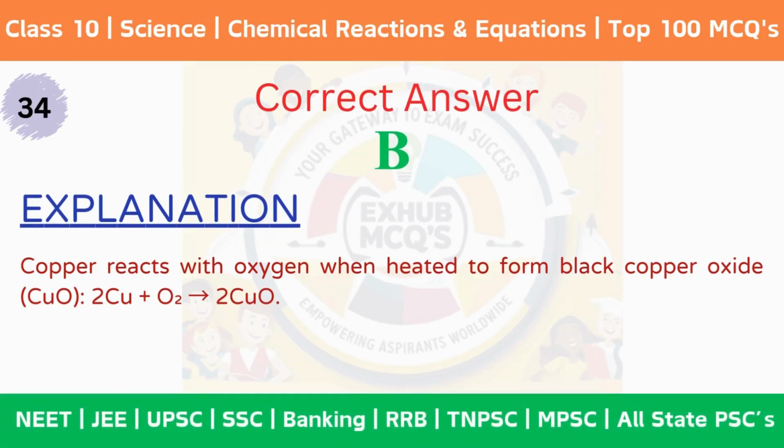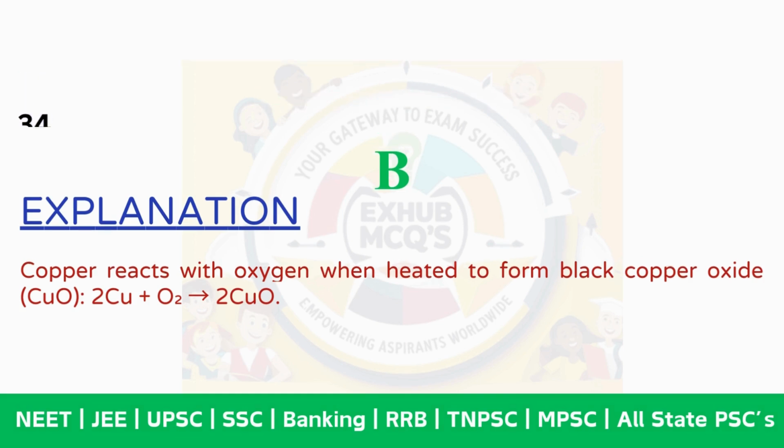The correct answer is option B, forms copper oxide. Explanation. Copper reacts with oxygen when heated to form black copper oxide, CuO, as seen in the reaction. Copper plus oxygen produces copper oxide.